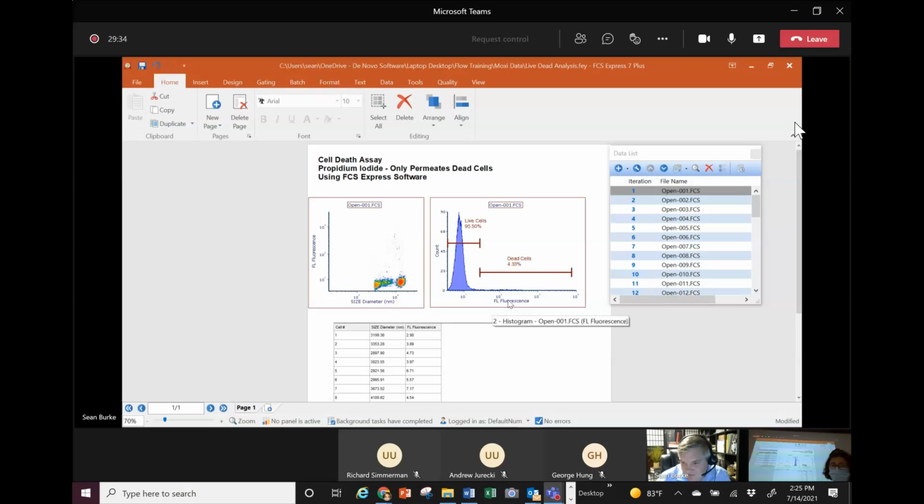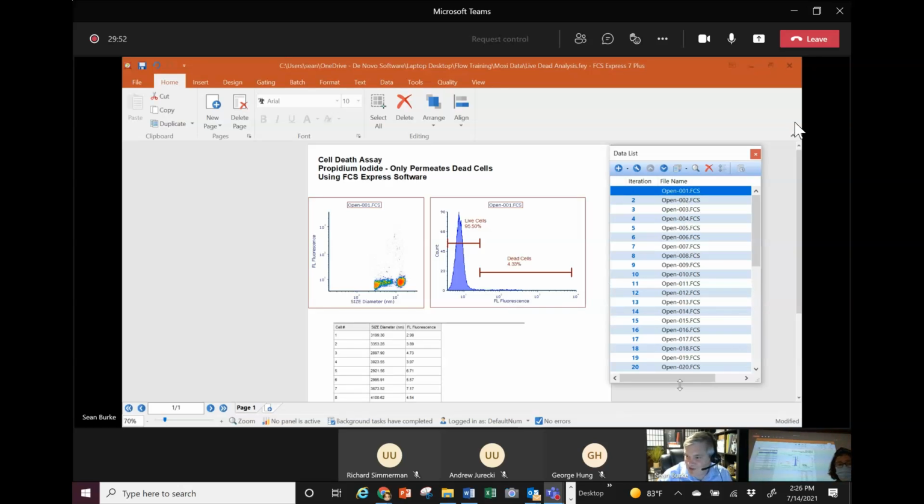And essentially what we have here, you can see there's a graph, and we're counting the number of cells on the y-axis, and on the x-axis here we're looking at FL fluorescence, and that's the intensity measurement of the light that went to that detector on the cytometer, right? And I've got a whole bunch of different files here, in what I call the data list in FCS Express. And as I click on them, you can see things over here changing, right?